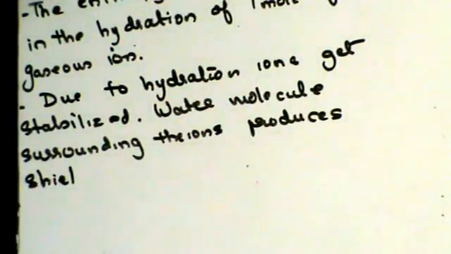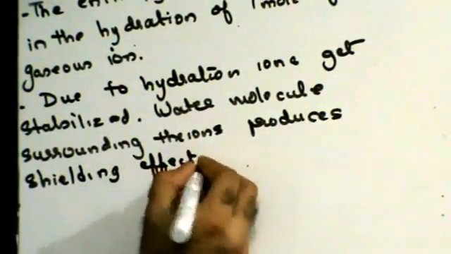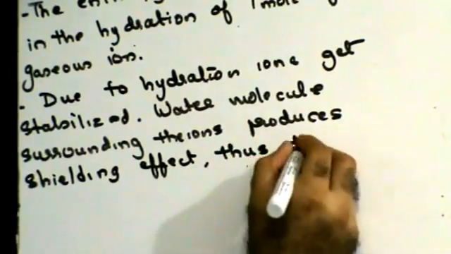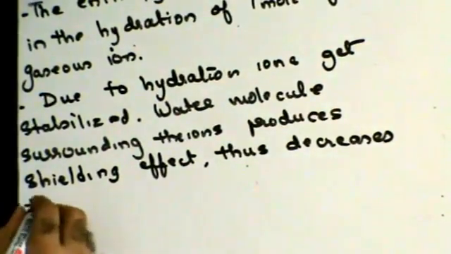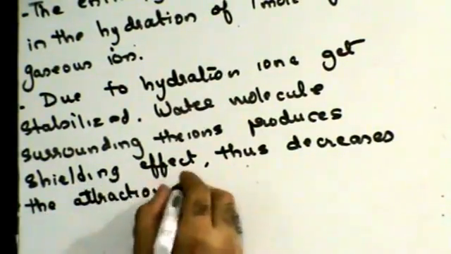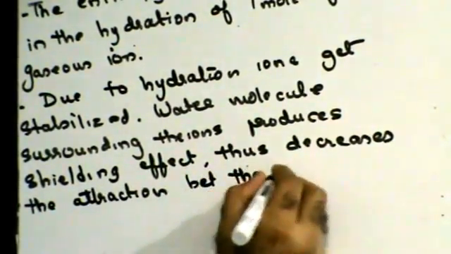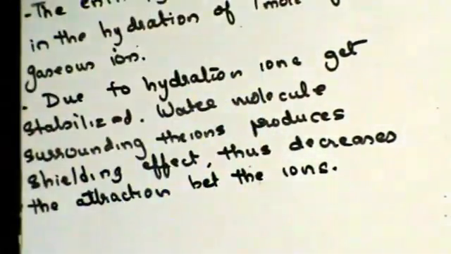It's the force of repulsion exerted on the electrons in the outer orbit from the electrons in the inner orbit, right? So that's the shielding effect. Thus it decreases the attraction between the ions. So that is what hydration does. It stabilizes the gaseous ion.